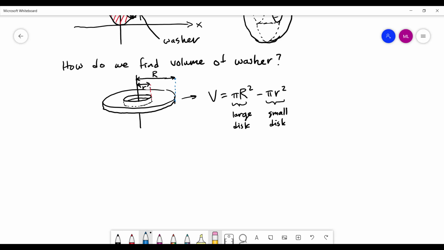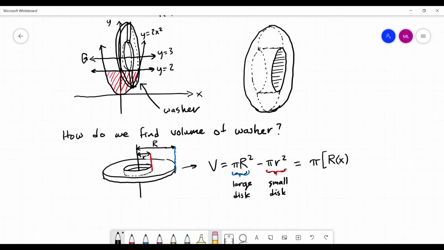So the large one was the blue one, the small one was the red one. These are the lines that I'm referring to, the red and the blue. And we can clean this up a little bit by factoring that pi out, and we can really write this just as pi times the capital R. Maybe in this case it's a function of x up here at least. Right? And the way we've got it oriented here, you go to a different x position, you're going to get a different inner and outer radius. So R of x squared minus little r of x squared.